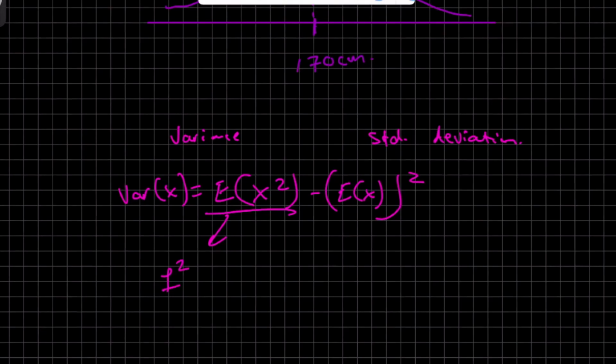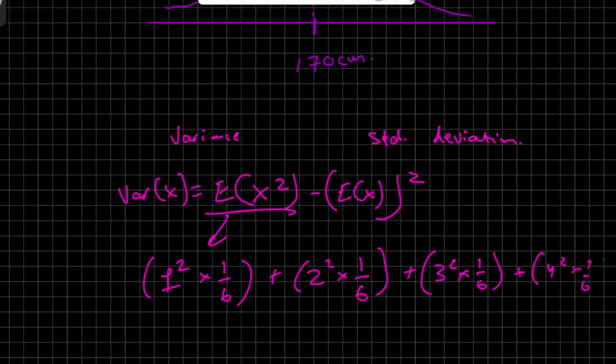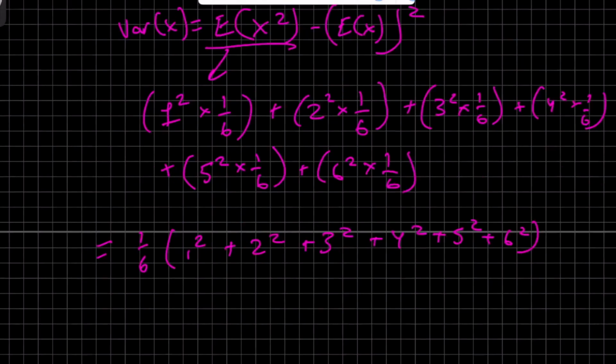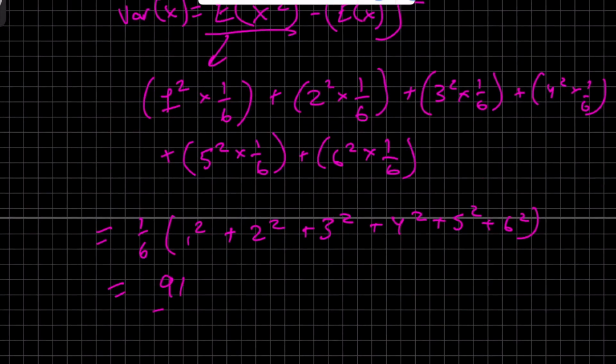So an outcome would be getting a 1. Over here, we are squaring this and multiplying it by 1 over 6. Then we'd add 2. We're going to square it and multiply it by its probability, 1 over 6. And then 3 squared times 1 over 6, and then 4 squared times 1 over 6, 5 squared times 1 over 6, 6 squared times 1 over 6. Once again, if we factor out the 1 over 6, we'd get 1 squared plus 2 squared plus 3 squared plus 4 squared plus 5 squared plus 6 squared. And if we simplify this, we should get 91 over 6.